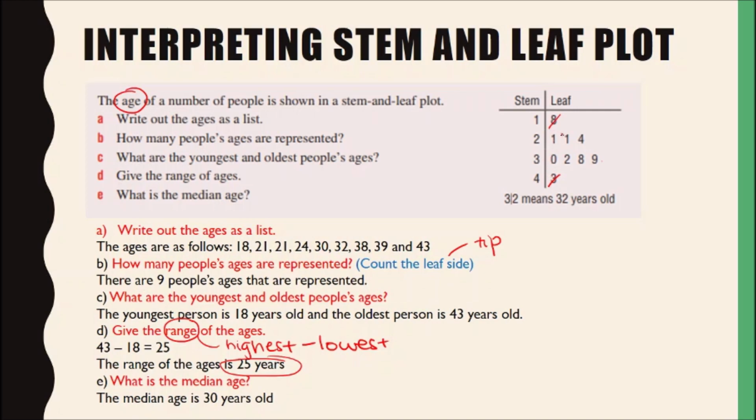So cancel one here, cancel one here, because you're going 43 to 39 to 38 to 32, and this is 18 to 21 to 21. Cross two here, cross two here. So your number is 30. So the median age is 30 years old. There is no special formula. You're just going to have to practice counting so that you can find the measure of center.